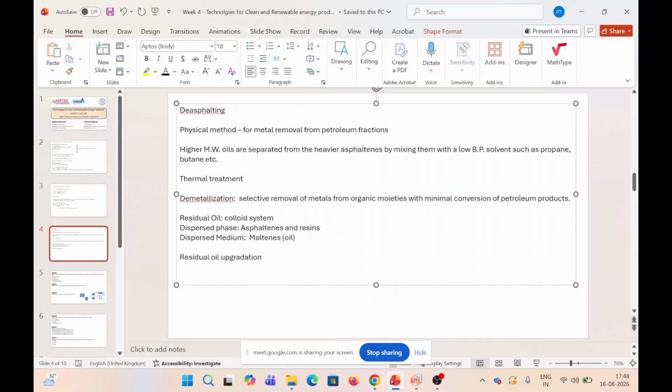So there are three different processes. One is the extraction based approach. Another one is the thermal approach. The next one is the hydroprocessing approach. So does anyone know what we do in the extraction based approach? Yes, anyone?